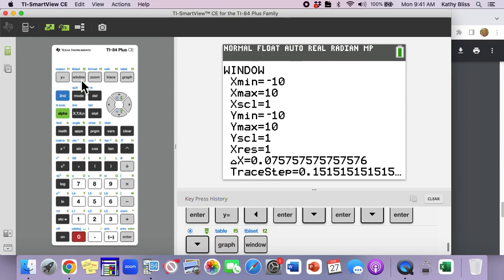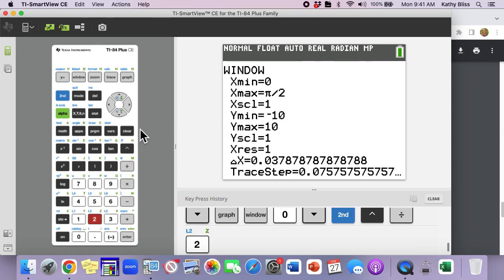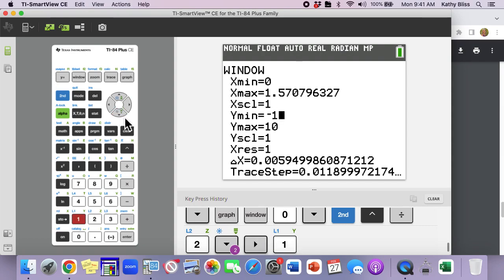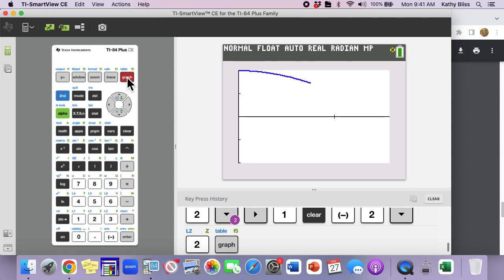So I just change this to 0, and then I'm going to change this to pi over 2. So I'm going to go second pi divided by 2, and then I'm just going to change the y values because I don't need to go that high. So let's go -1, -1, we'll go -2 to 2. Okay, and then let's take a look at the graph.